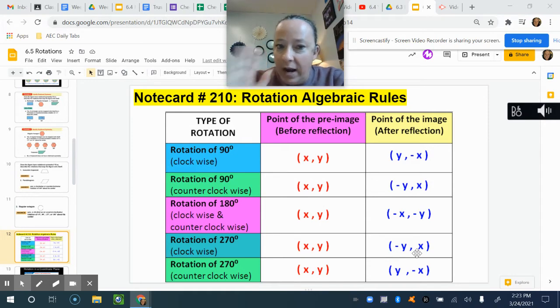All right, so write all this down. Be meticulous. Make sure you include the clockwise, the counterclockwise. Make sure you include the degrees and your pre-image point and your image point. These are your algebraic rules, what you do to the points. So pause me and finish up note card 210.